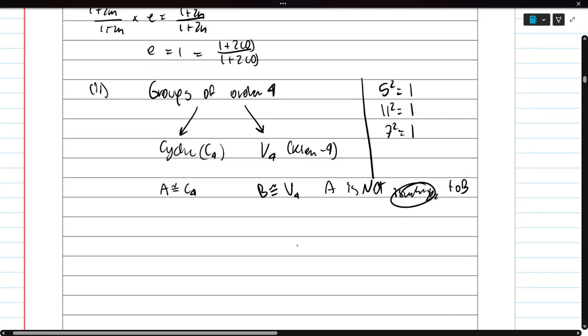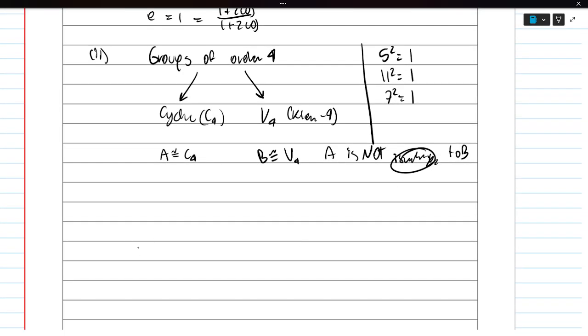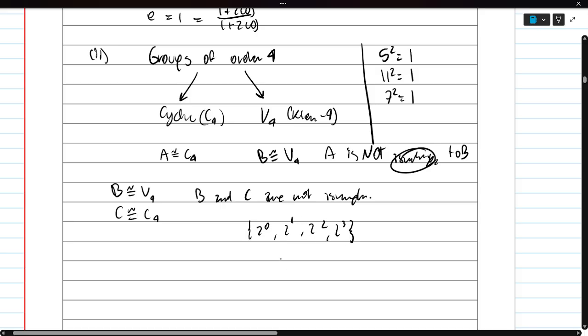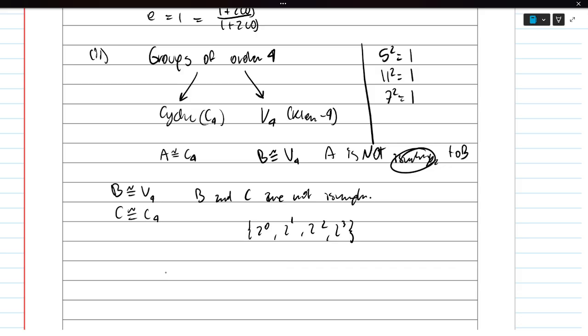Okay, that's the first one done. Then B and C. We know that B is isomorphic to V4, and C is a cyclic group. C is isomorphic to C4. Therefore, B and C are not isomorphic. And it's quite obvious because C is literally in this form, and this is clearly a cyclic group generated by 2 to the 1. So yeah, B and C are not isomorphic. That's quite easy. Easiest 5 marks of now.